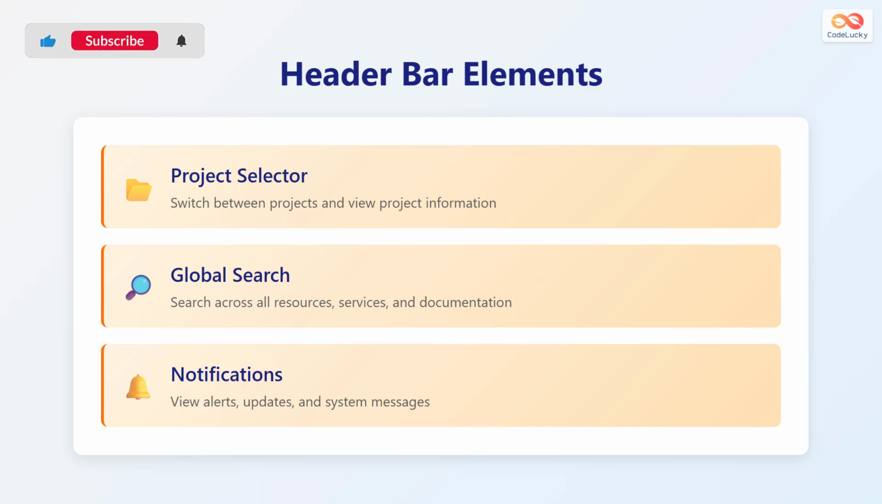The header bar contains several essential elements. The project selector allows you to switch between different projects and view project information. This is crucial when you're managing multiple projects. The global search feature lets you search across all resources, services, and even documentation, making it easy to find exactly what you're looking for. The notifications icon keeps you informed about alerts, updates, and system messages, so you always know what's happening with your cloud resources.